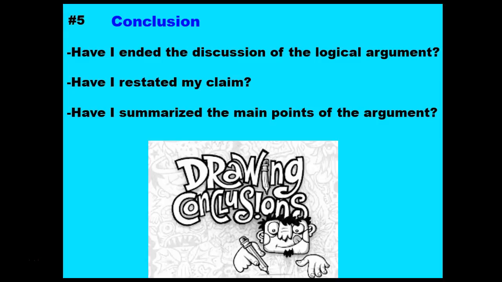Then finally, your conclusion. Don't forget about that conclusion. You want to end the discussion. Think about it, you need a logical argument to end it. You need to restate your claim or your thesis. And that means to restate, reword it. That doesn't mean just to rewrite it word for word. And then summarize the main points of the argument. All right, guys, so hopefully that will help you with writing an argument.